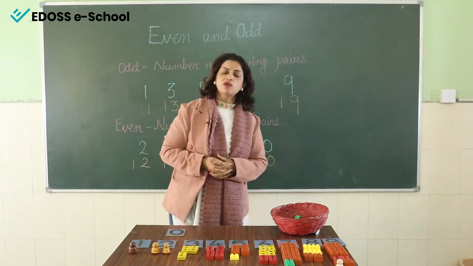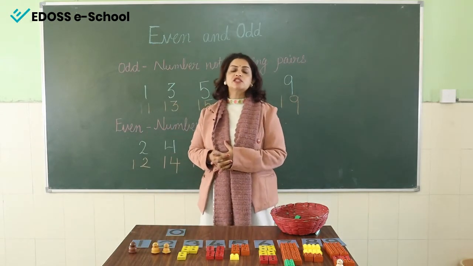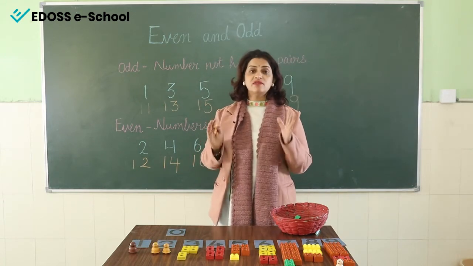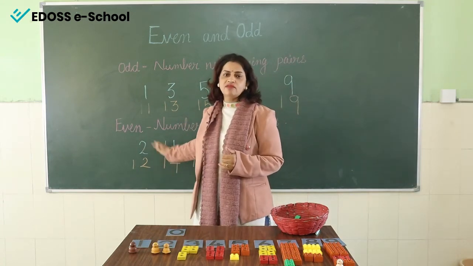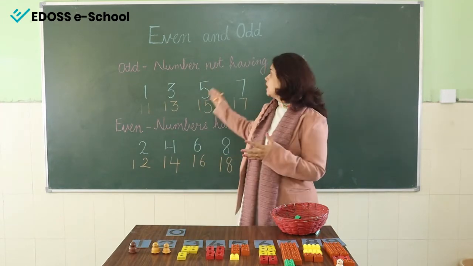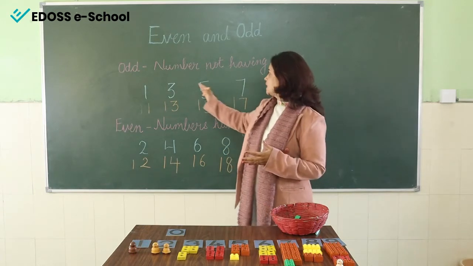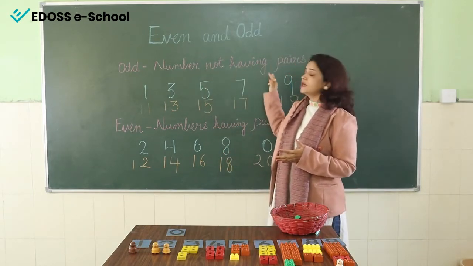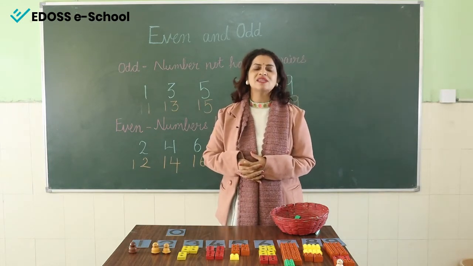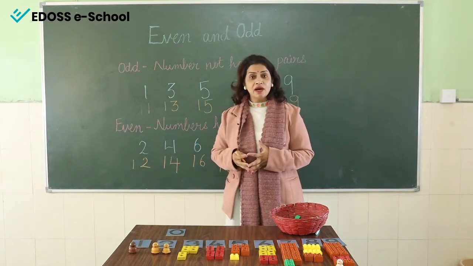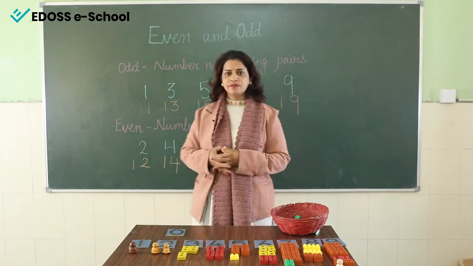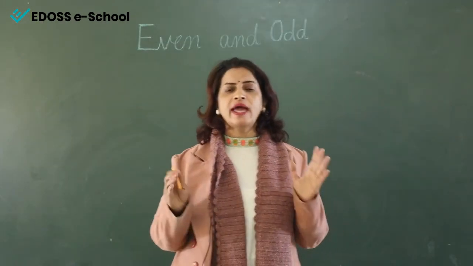So children who have already learned division, there is also a very important rule to understand: all the numbers which are divisible by 2 are even numbers. Okay? And the numbers which you can't divide by 2 are odd numbers. But for beginners, you can just understand that the numbers which are not having a complete pair, which are not having a friend for themselves, are odd numbers, and the numbers which have a complete pair are even numbers. Okay? So you have understood odd and even numbers.